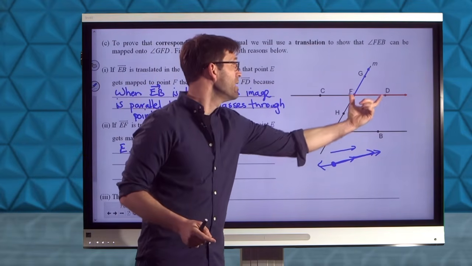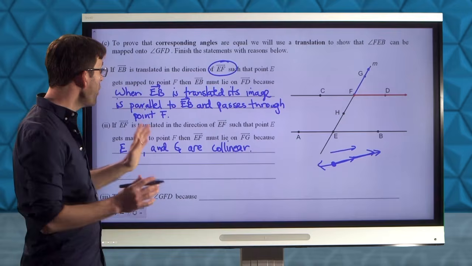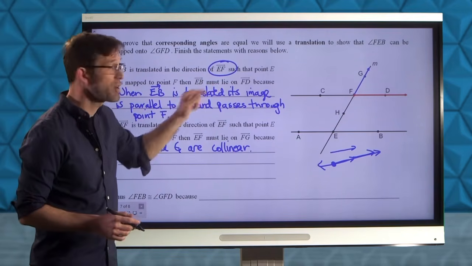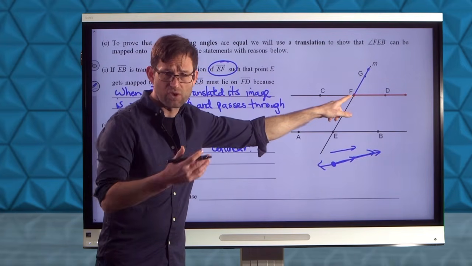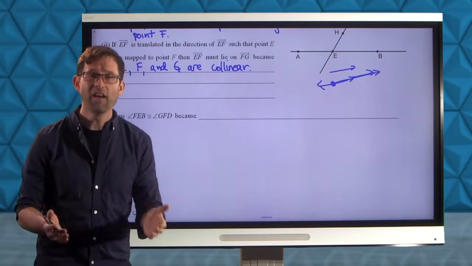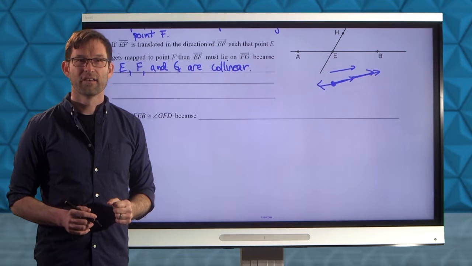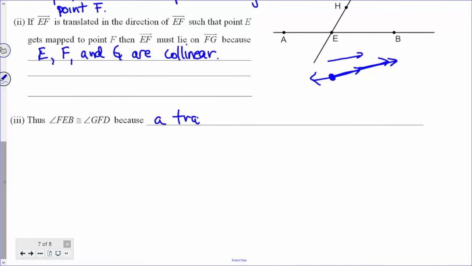And we're basically done, right? I translated EB up to FD, I translated EF up to FG, all with the same translation. I'm translating in the direction of EF so that point E gets mapped up to point F. It's got to be the same translation for both of them, and it is. Therefore, I can say that the two angles are congruent because, why? Because a translation preserves angle measurements.